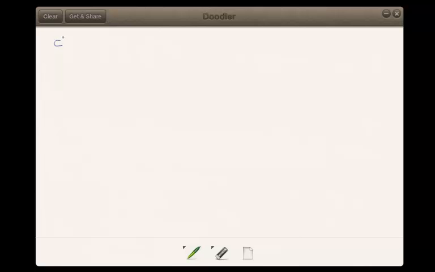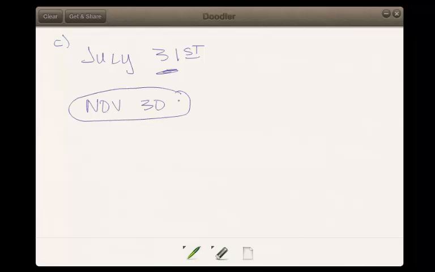Okay, let's look at C. The term is 4 months, so we'll use the rules for months to determine the maturity date, which means count the number of months after the issue date. So the issue date is July 31st, and 4 months after July is November. Normally you would use the same day, the 31st, but November doesn't have 31 days in it, only 30. When that happens, you can use the last day of the month, which would be November 30th. So our maturity date is November 30th.